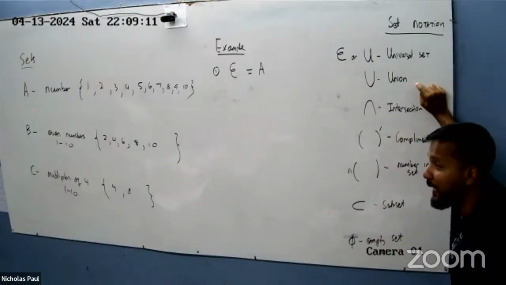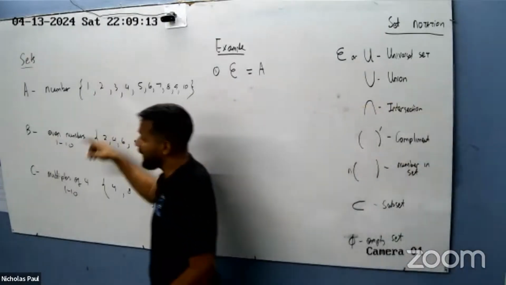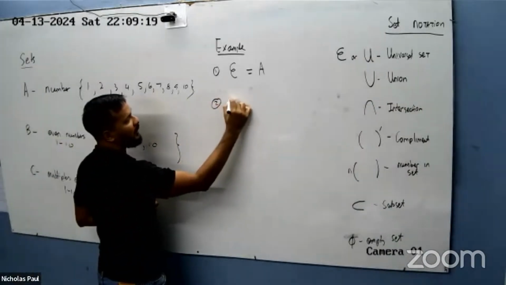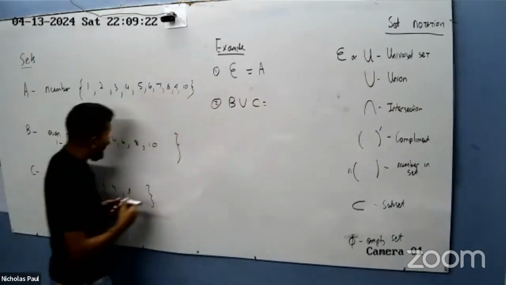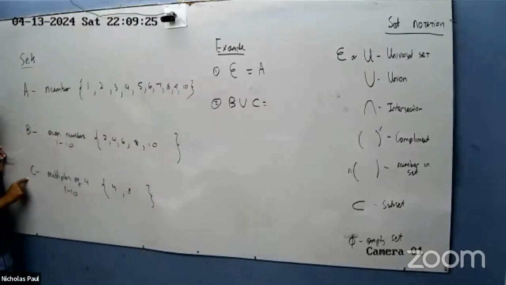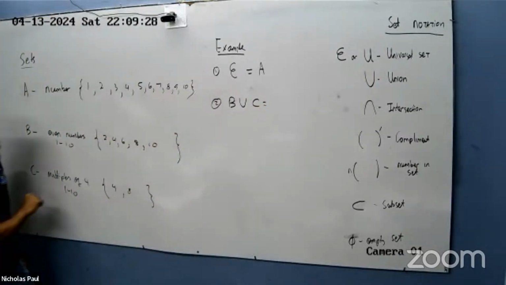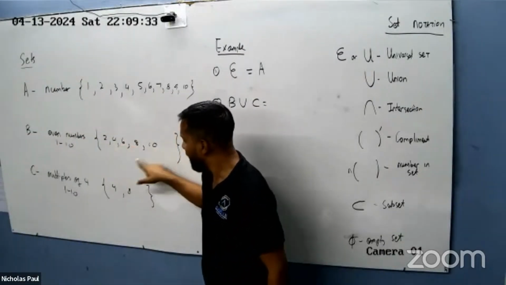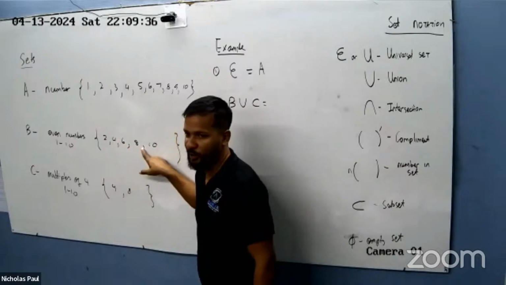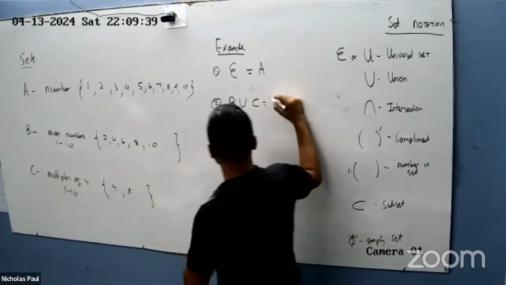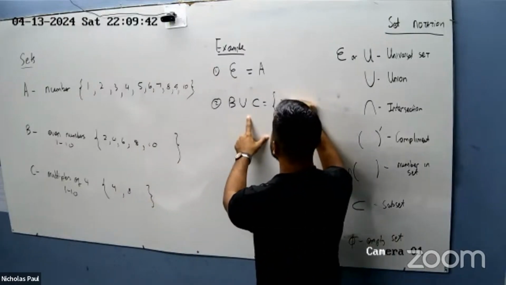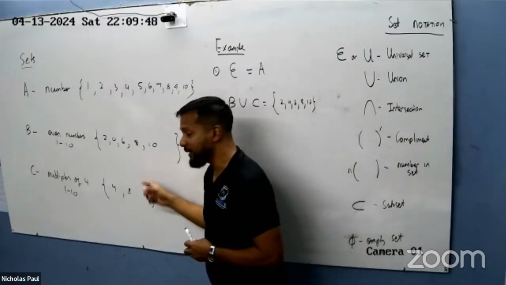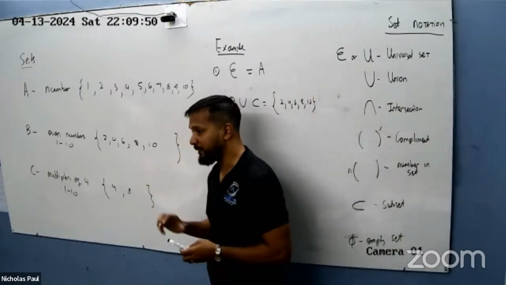Union represents all the elements between, for example, if I wanted B union C, all the elements in B and C without duplicating them. So what would be all the elements in B and C? 2, 4, 6, 8, 10. Here I already have 4 and here I already have 8, so you don't need to write it twice. So union for B union C will be 2, 4, 6, 8, 10. So you're listing out all the elements in B and C, but you're not repeating anything.